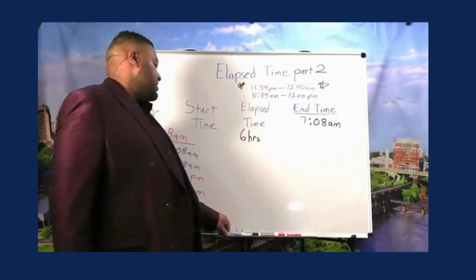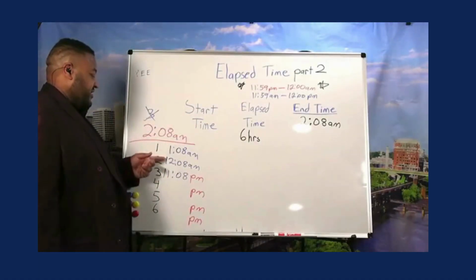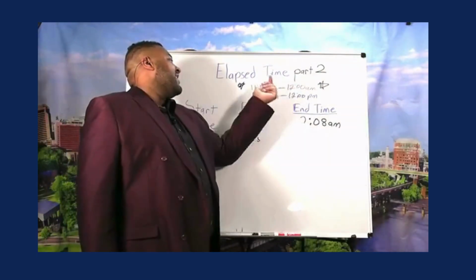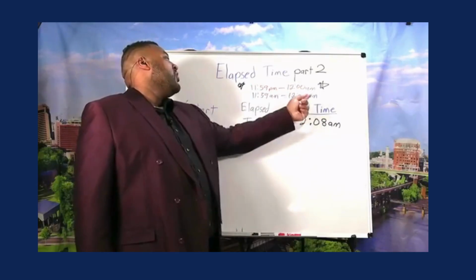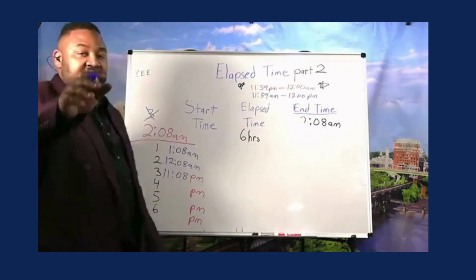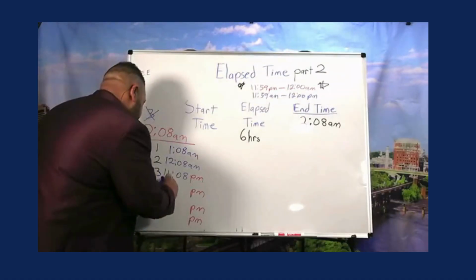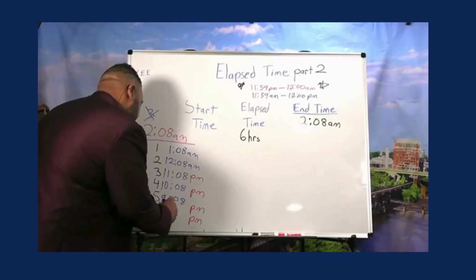All right. Questions or concerns with that? Here, it went from 12 to 11. In between 11 and 12 or 12 and 11, it changes from a.m. to p.m. or from p.m. to a.m. Need you to know that. So we can go backwards. Now what comes after 11? 10:08 p.m., 9:08 p.m., 8:08 p.m.